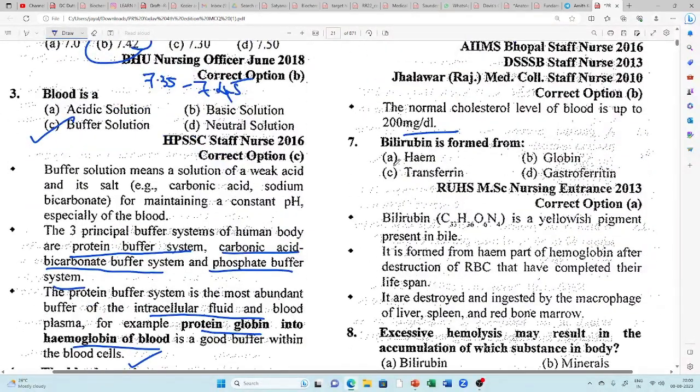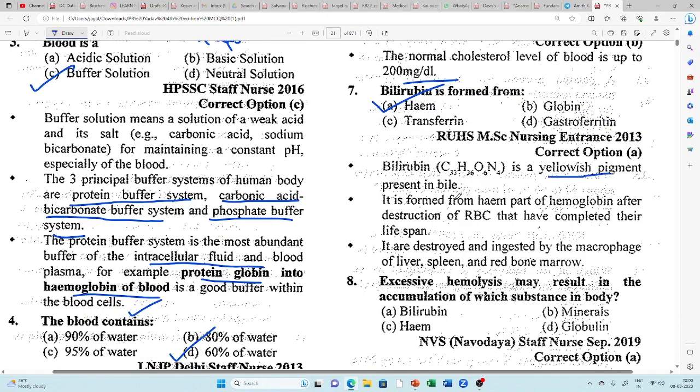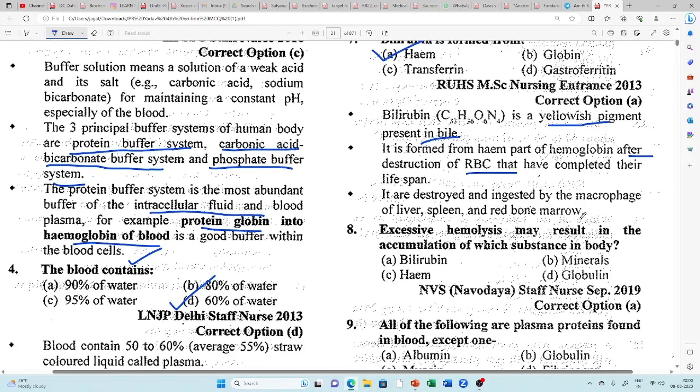Okay, bilirubin is formed from heme, globin, transferrin, or gastroferrin? Correct option is option A. It is formed from heme. It is formed because of the destruction of RBC. Bilirubin is a yellowish pigment present in the bile. It is formed from the heme part of the hemoglobin after destruction of RBC. Graveyard of RBC means the spleen. Once RBCs are destroyed in our body, in our spleen, they become bilirubin. They are destroyed and ingested by the macrophages of the liver, spleen, and the red bone marrow.